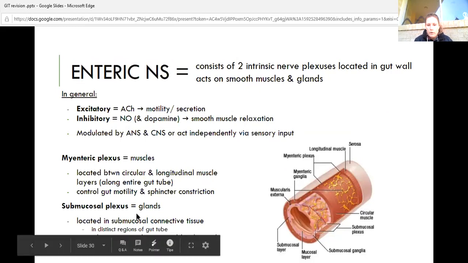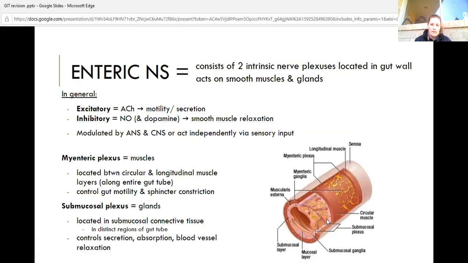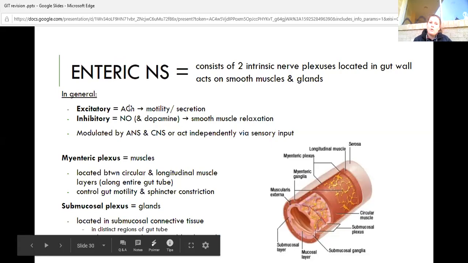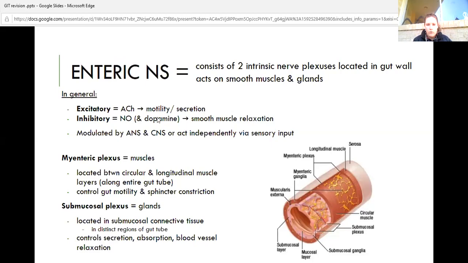And then there's also a submucosal layer which controls the glands, and that's located in the submucosal connective tissue, which is where the glands are located. So it's pretty intuitive again, controlling secretion, absorption, and also the blood vessels in that area. And again, excitatory is acetylcholine, like the parasympathetic nervous system, whereas inhibitory is nitric oxide and dopamine, which is smooth muscle relaxation. And it can be modulated by the autonomic nervous system and central nervous system, but it can also act independently, just like when there's food in there, it will respond to that stimulus.